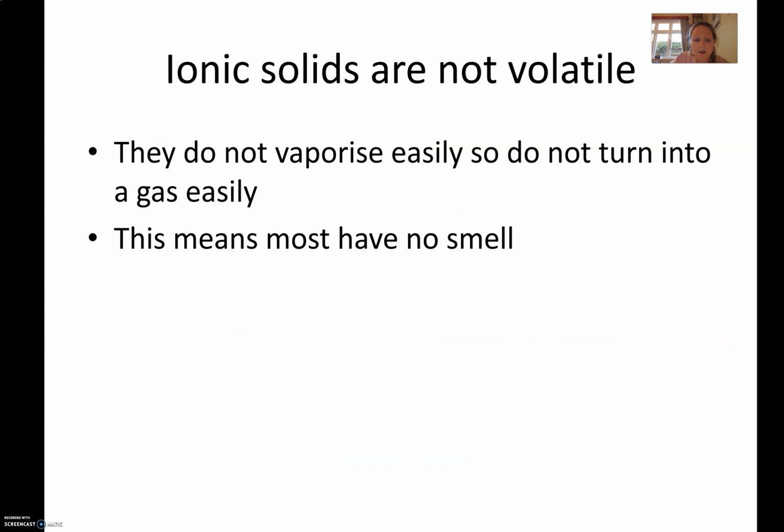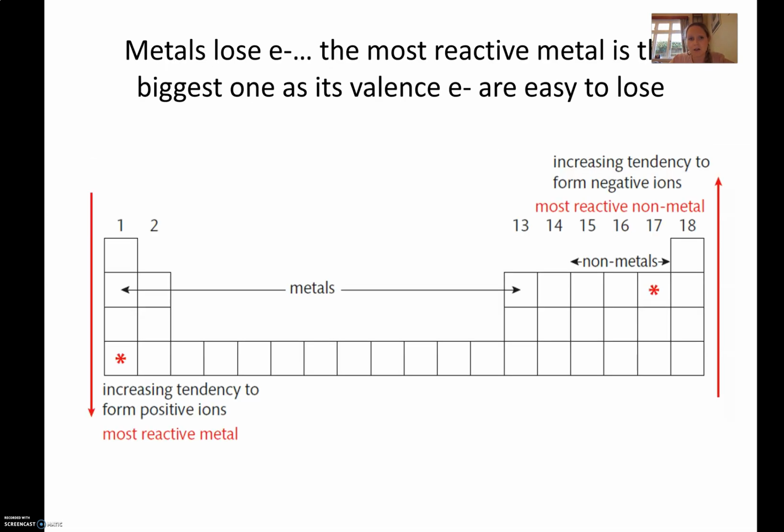Okay, so ionic solids are described as not being volatile. I realize a few of you probably won't know what volatile means. Volatility is referring to whether something can easily turn into a gas. And if things easily turn into a gas, they're quite smelly. Most ionic solids don't have a smell, and so they are not volatile.